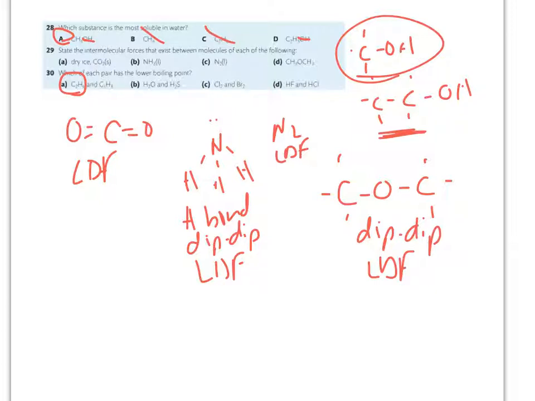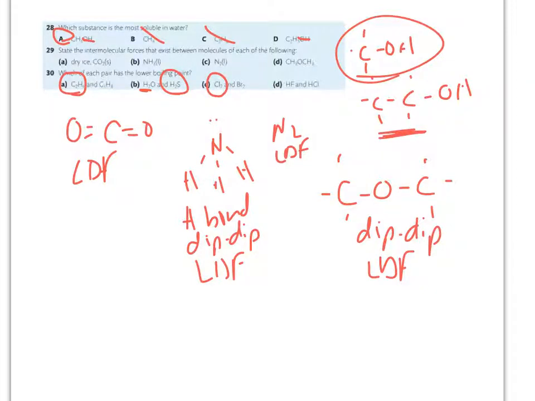H2O and H2S. Here it's the hydrogen bond that's going to drive water's boiling point way up, so H2S should have the lower boiling point. Cl2 and Br2 are both going to be nonpolar, but again, the lighter Cl2 will boil easier.